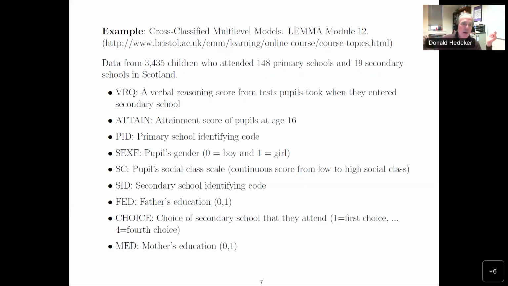Okay. The outcome we're going to look at is the attainment score of the students at age 16. The 2 kinds of clustering that we're going to consider are the primary school, and so we have the ID there, and then also the secondary school, and we have the ID for that as well. And then there are some additional covariates that we might consider in our analysis. Most of these are collected at the student level, though some of them could certainly be at either of these 2 kinds of clusterings.